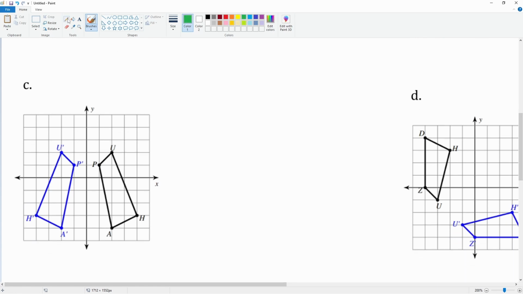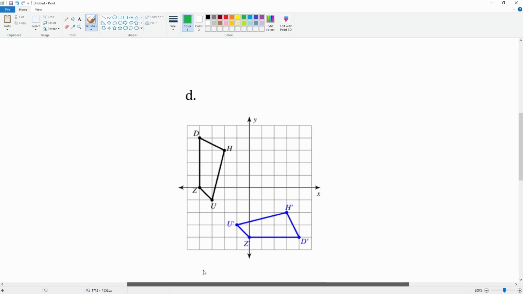C, it is through the y-axis. Line of reflection, it is the y-axis because notice U is 2 units away, so U prime is also 2 units away. P is 1 unit away, so P prime is also 1 unit away from that line of reflection.